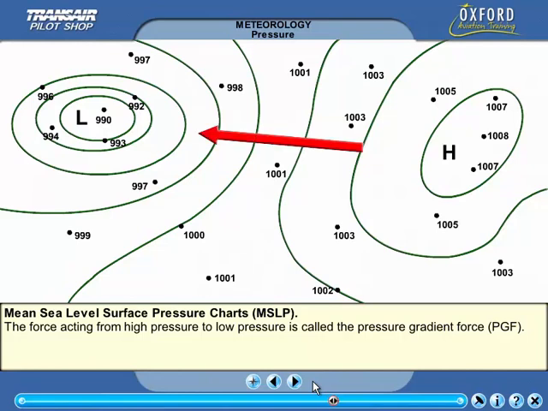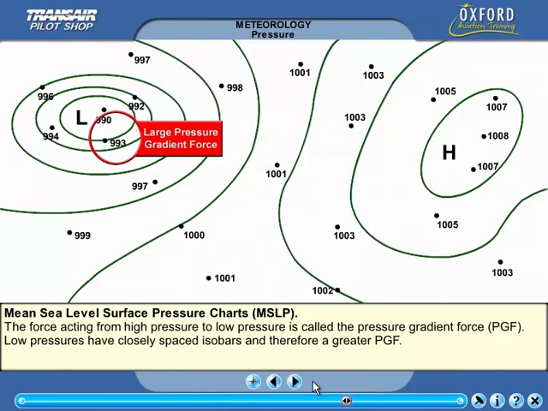A force exists that acts from the high pressure to the low pressure. This force is called the pressure gradient force, or PGF for short. The isobar spacing can tell us the relative strength of this force. This is important for wind speed analysis.